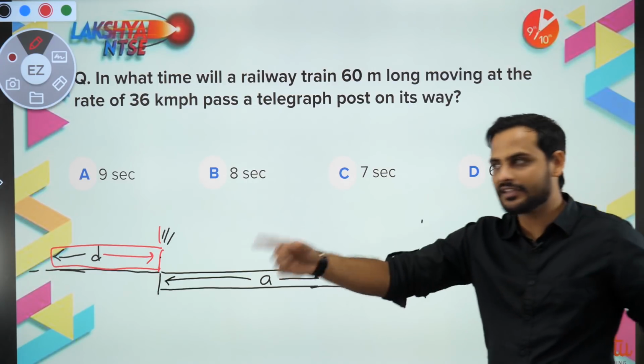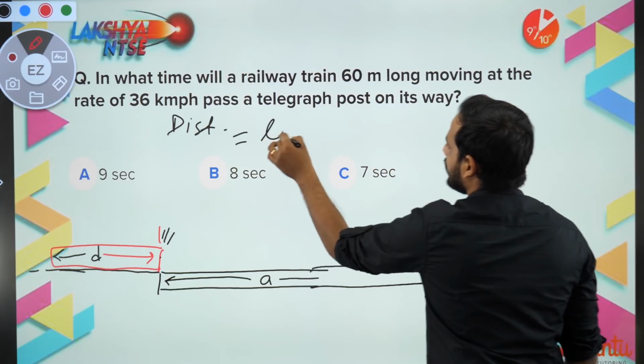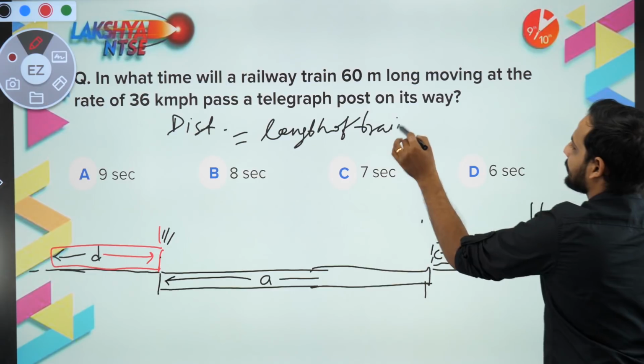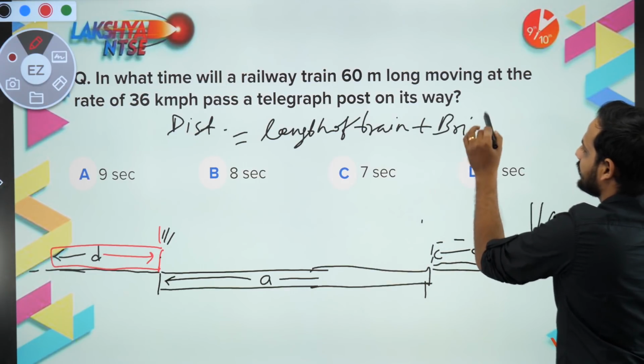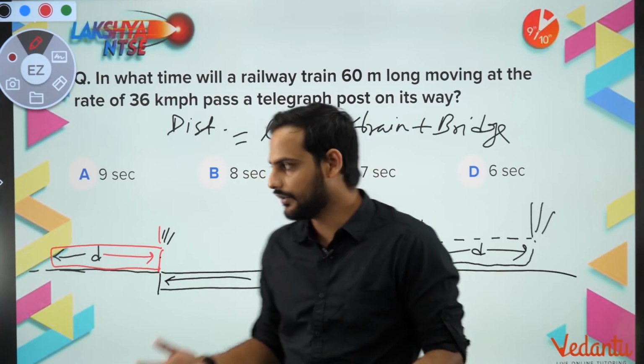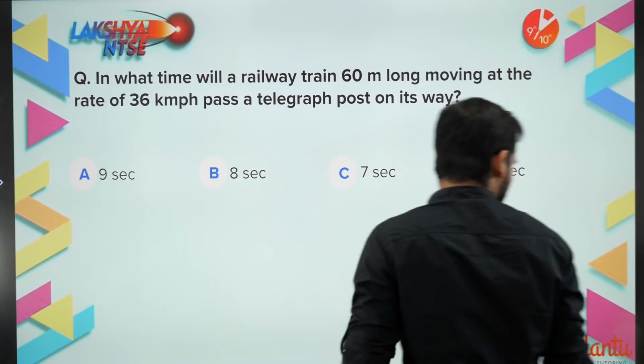So when the platform is given, the distance will be equal to the length of the train plus the bridge length, or the length of the platform, whatever it is. Understood? This is how it has been taken. So we have already solved this question. Let's move to the next question.